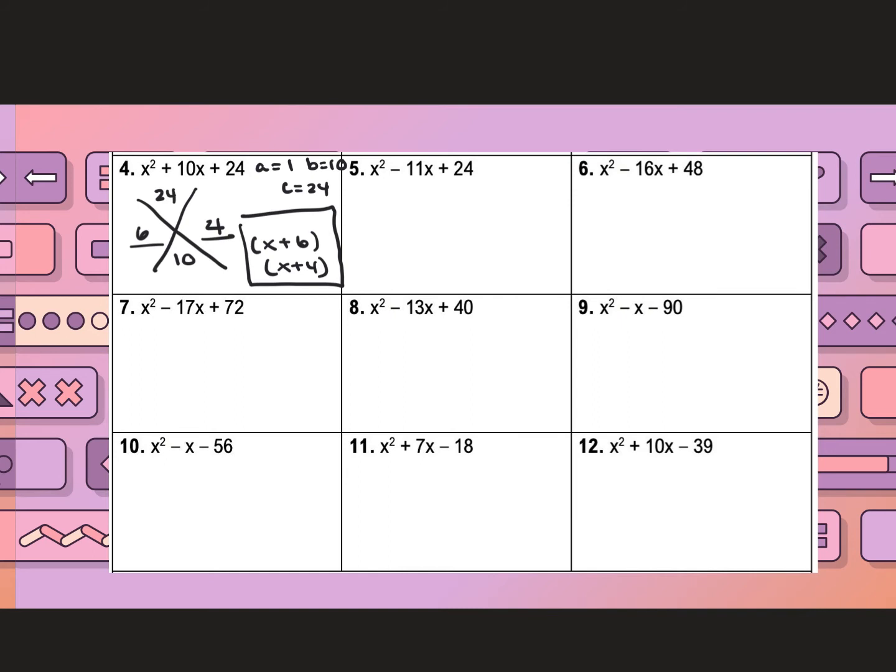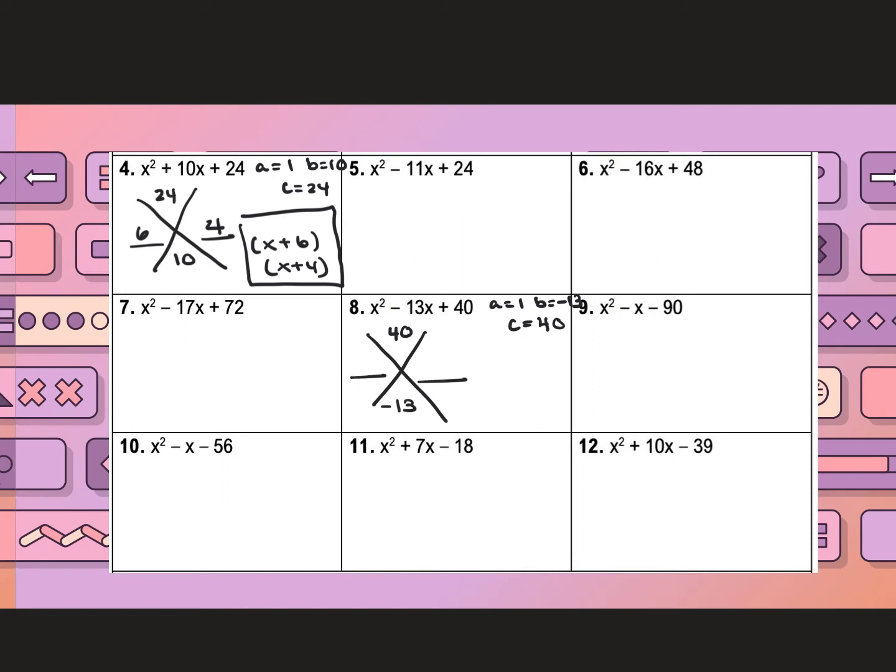All right, so we're going to skip through. We're not going to do all of these. So let's look at number 8. All right, so I have A is equal to 1, B is equal to negative 13, all right, and C is equal to 40. So I want two numbers that when I multiply them give me a positive 40, that when I add them together give me a negative 13.